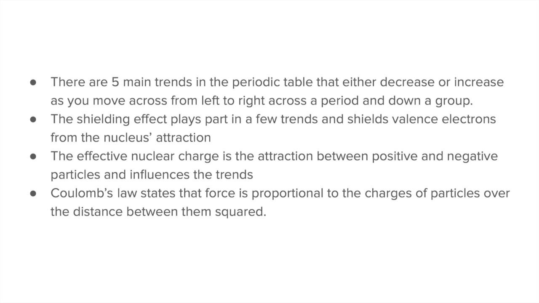To conclude, there are 5 main trends in the periodic table that either decrease or increase as we move across from left to right, across a period, and down a group. The shielding effect plays a part in a few trends and shields valence electrons from the nucleus's attraction. The effective nuclear charge is the attraction between positive and negative particles and influences the trends. Coulomb's law states that the force is proportional to the charges of particles over the distance between them squared.